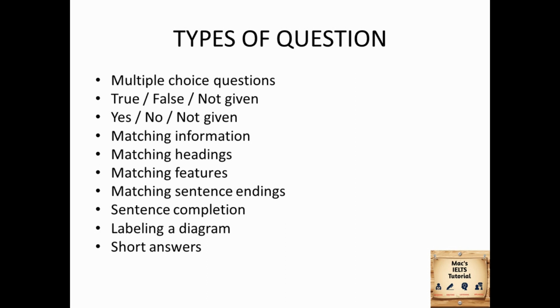The fifth type of question is completing notes, summary table, or a flowchart with suitable words from the given text. The sixth type of question is to label a given diagram with suitable words from the text. The last type of question which you may come across is short answer questions.